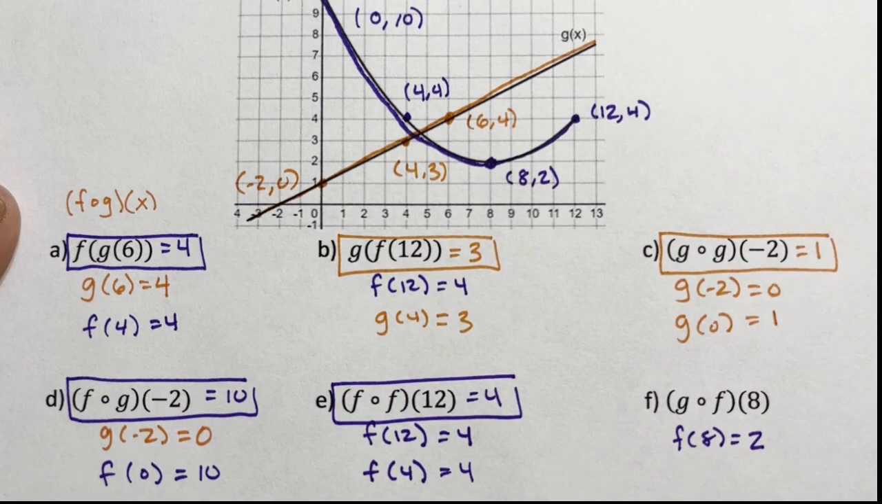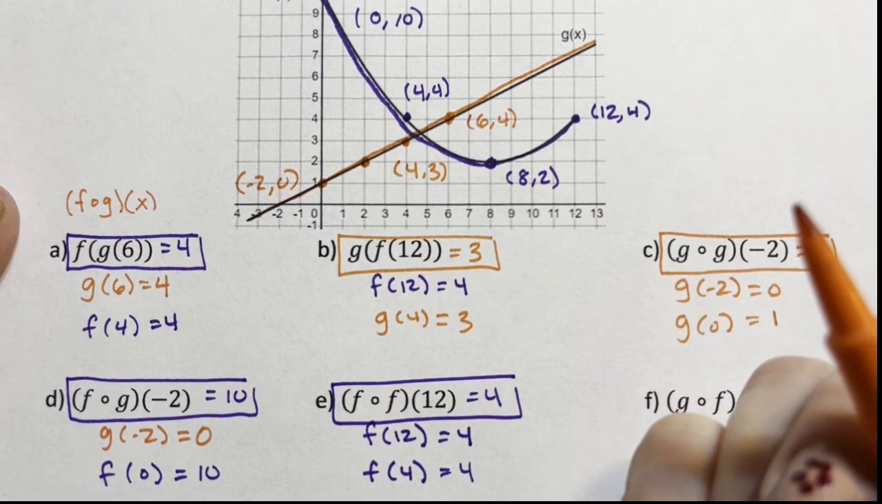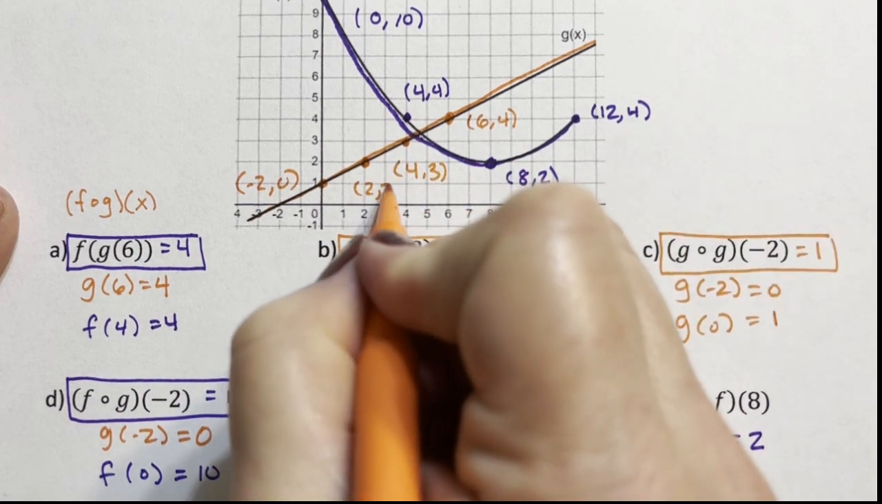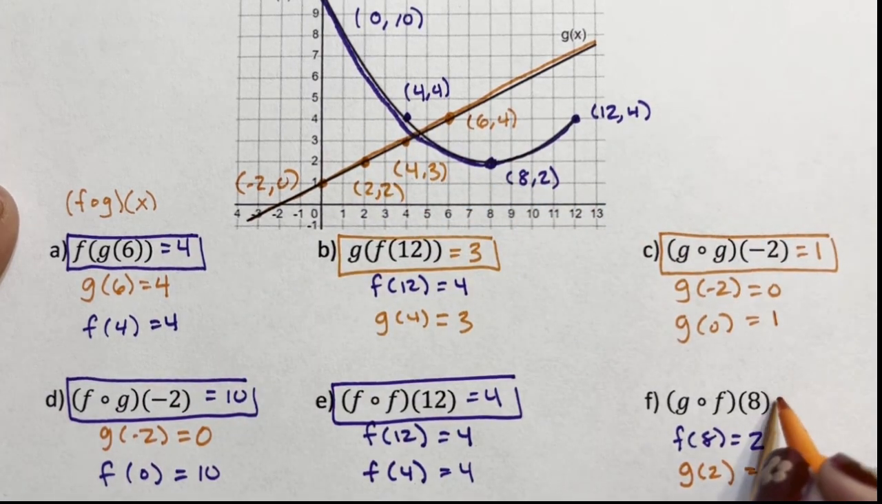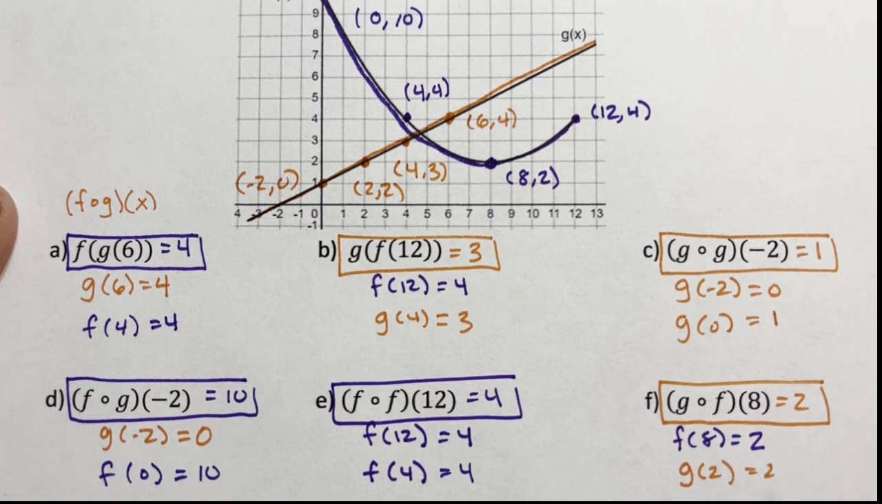And then we want to look at g of 2. We come to 2. We come to our g graph, g of x, (2, 2). Our output is 2. So g of f of 8 is 2.